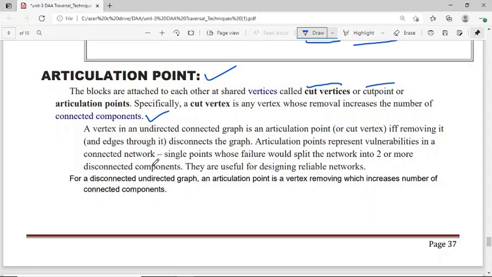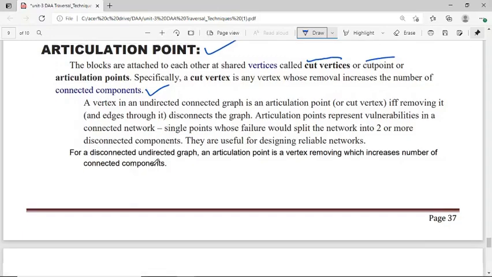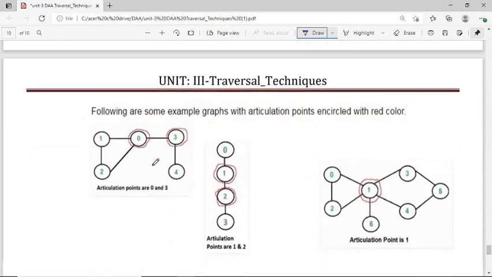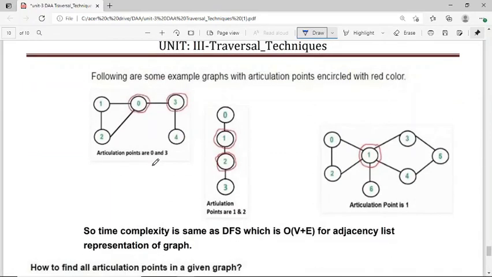Okay? Whatever we have discussed in the connected graph, in the biconnected graph, like in the connected graph, if we remove any one of the edges, then it will make two or three graphs. So that is called an articulation point. Okay, so the articulation point examples are here. Following are some example graphs with articulation points.